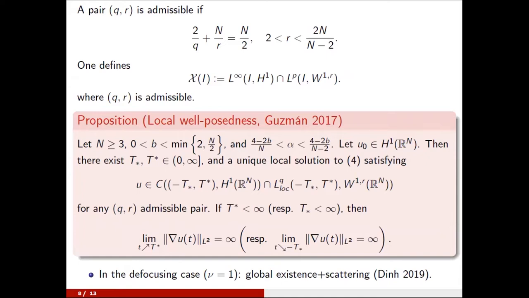And because here we are H1 subcritical, the time of existence depends on the H1 norm, okay? So if it's finite, the H1 norm blows up, but because the L2 norm is fixed, is conserved.